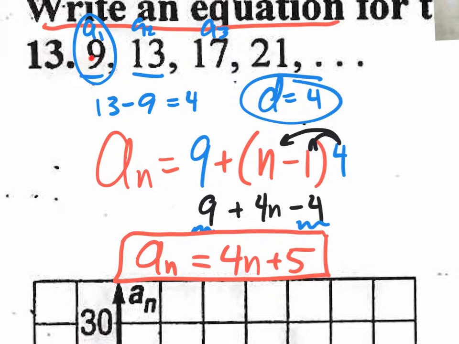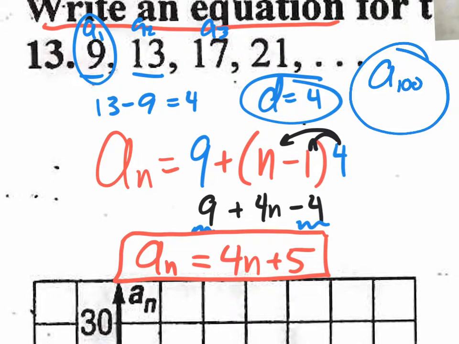So right here I have my first number, my second number, third number, fourth number. If for some reason I told you to find a sub 100, the 100th number, that's actually pretty easy to do. All you have to do is plug in 100 right in here. 4 times 100 is 400. 400 plus 5 is 405. So a sub 100 is really 405. So the 100th number on this arithmetic sequence is 405. You guys get it? Yeah.